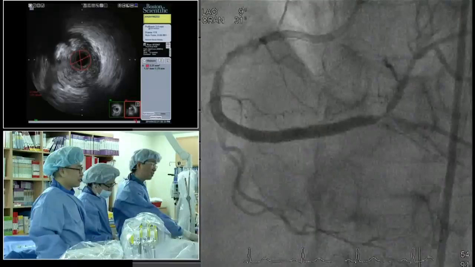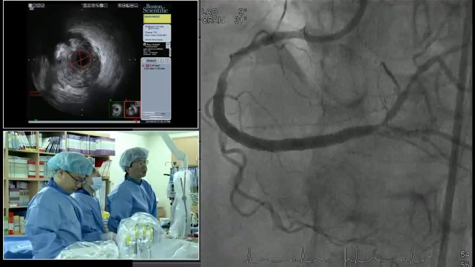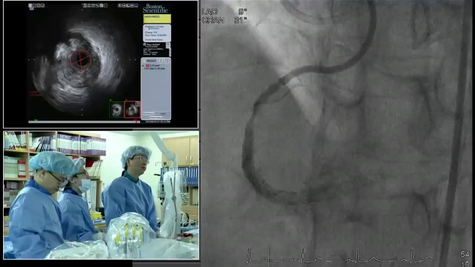I think this stent is a little bit incomplete. However, considering the patient outcome, poor prognosis with a full metal jacket, I don't want to touch more.